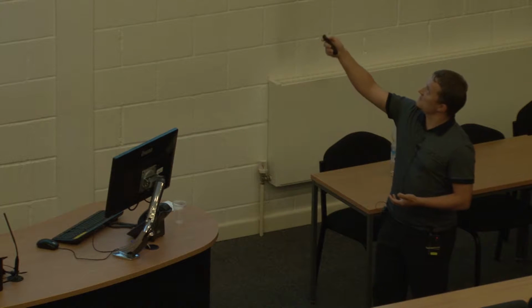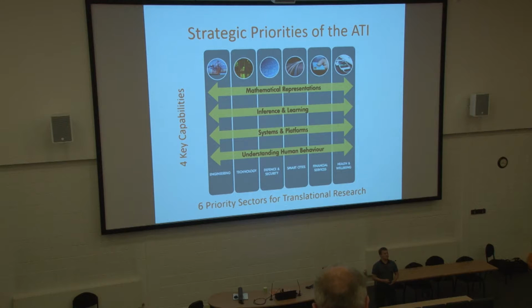There are some other things, systems and platforms, which is a more computer science topic, but it's very important as well if you want these things to have impact and to be working somewhere. And as a product, then you have to have a system, you have to have a platform which actually runs this. And inference and learning, these are areas closely related to statistics and machine learning.